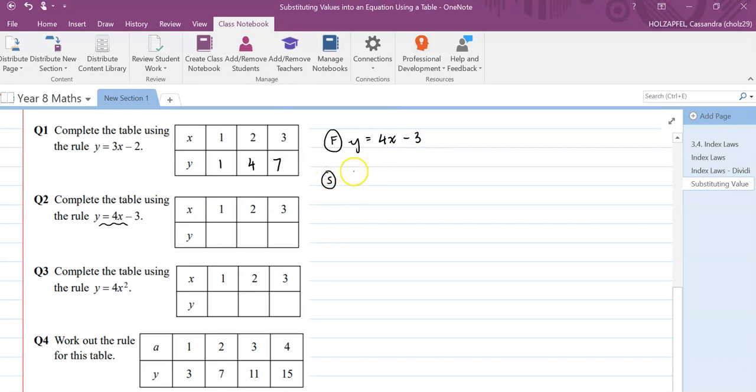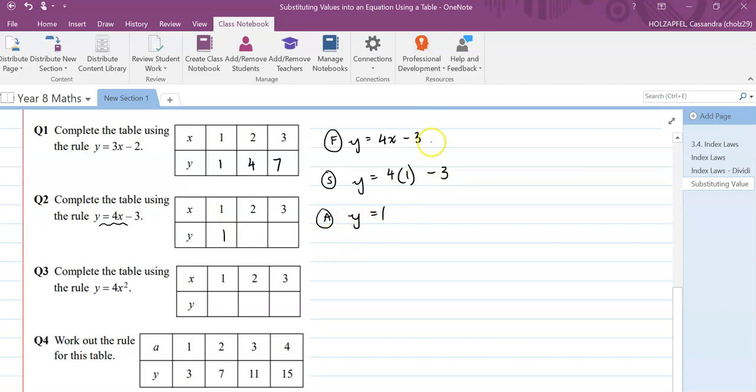We're going to substitute in our values of x from the table. So our first value of x that we'll substitute in is x is equal to 1. So y is equal to 4 times by 1 take 3. 4 times by 1 is 4. 4 take 3 is 1. So our answer we'll get is y is equal to 1.